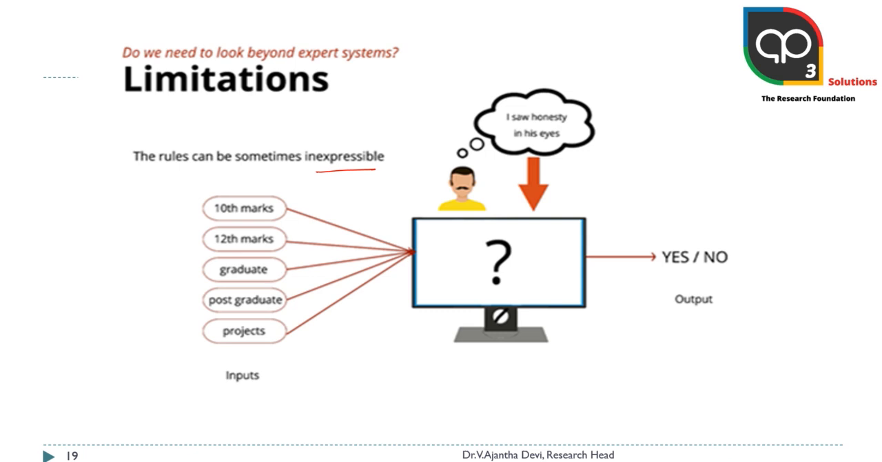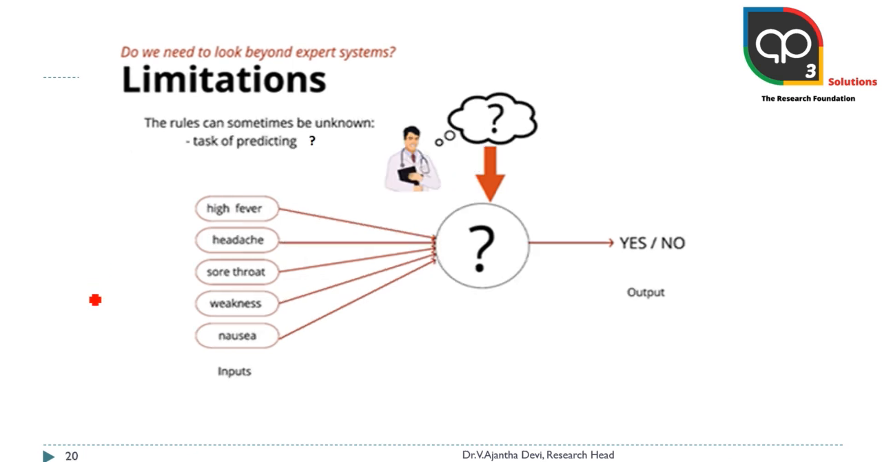So we have three problems so far: lots of data, lots of rules which are hard to write down, and sometimes the rules are inexpressible, so you can't even write them as if-then-else conditions. And the fourth challenge that we have is that sometimes the rules may just be unknown, unpredictable.